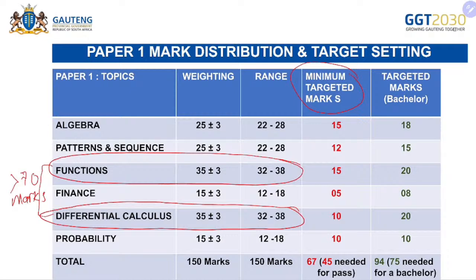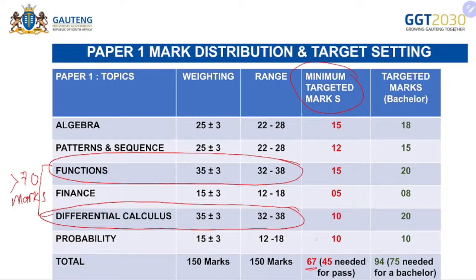If you set those targets, when you do your revision and when you practice for the paper, after writing questions on algebra, then after marking for yourself, you check whether you are able to meet the target that you've set. Now, for you to get a minimum pass, if you add all these marks, you'd see that it would be 67 marks minimum, but you only need 45 marks to pass the paper.